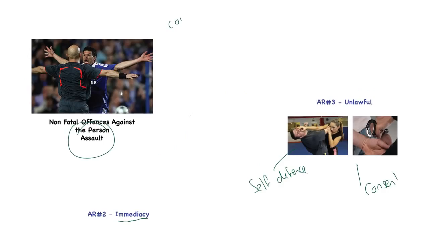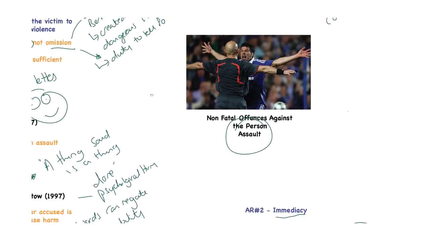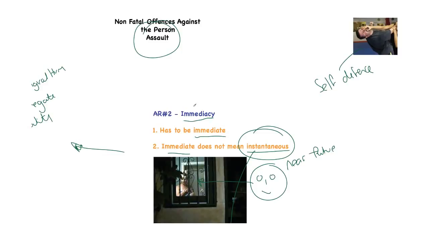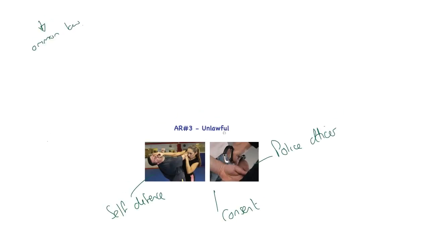So our three elements of actus reus that we have to prove is that the defendant has to cause the victim to apprehend violence. And that can be by words or silence. That violence has to be expected immediately. And by immediate, we mean sometime in the near future, not necessarily instantaneous. And that it has to be unlawful. There is no lawful reason for the use of the language that would cause that. So those are the three elements of actus reus.